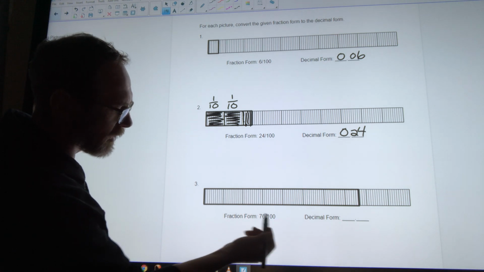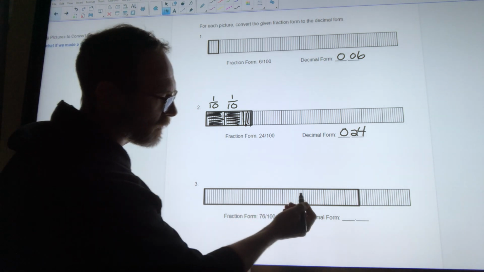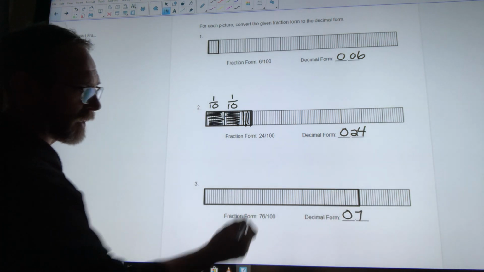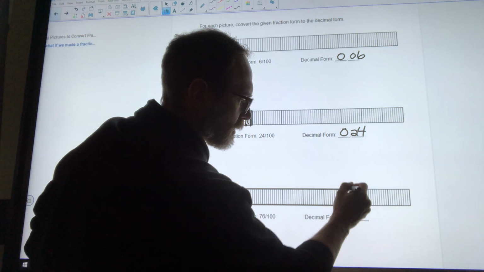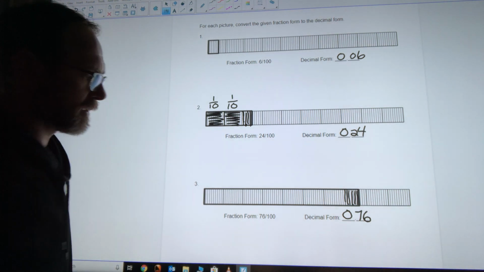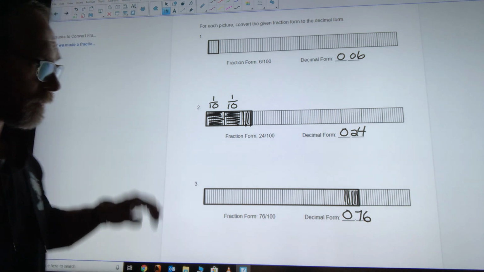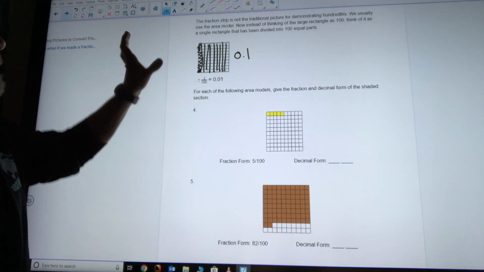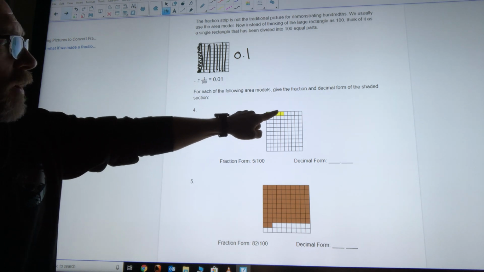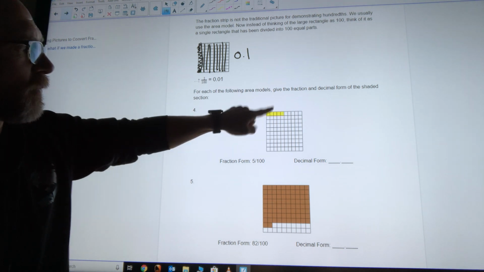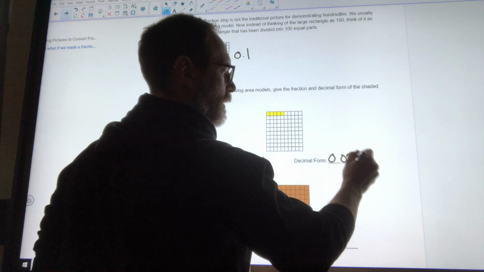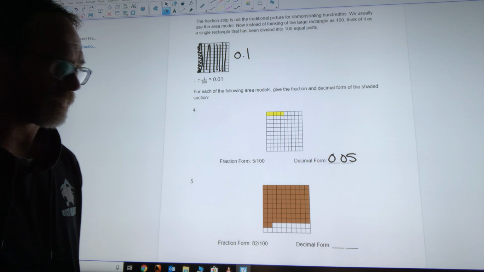When I look at 76 hundredths, I have 10, 20, 30, 40, 50, 60, 70 hundredths, which is the same thing as 7 tenths. And then I have 6 hundredths to go on top of that, right? 1, 2, 3, 4, 5, 6. So that's 0.76. 7 tenths, 6 hundredths. If I look at my area model, I have 5 hundredths here in number 4, and I don't have any that actually fill up the whole tenth. So I have to write down that there are 0 tenths and 5 hundredths, 0.05.